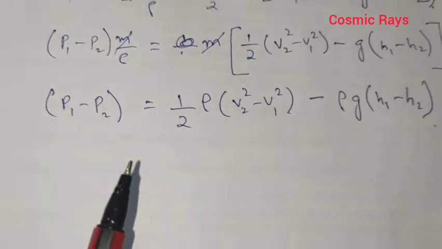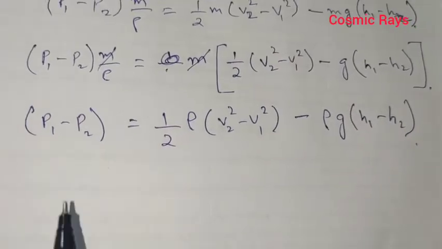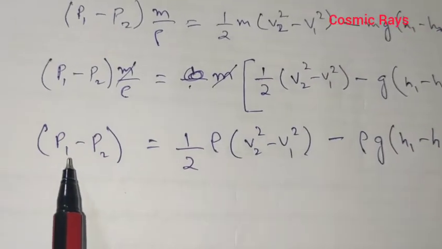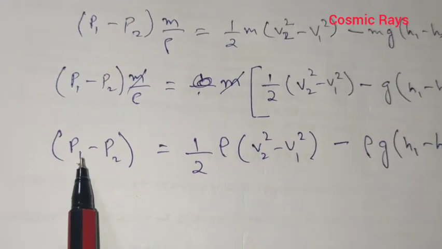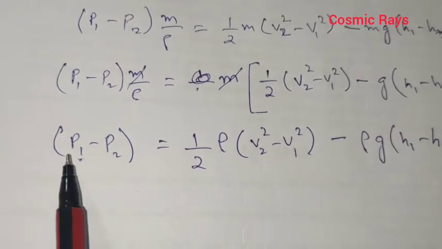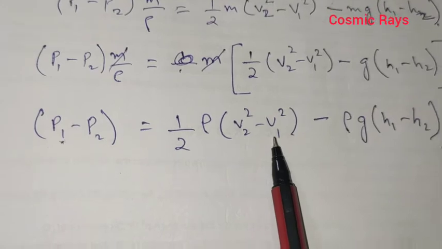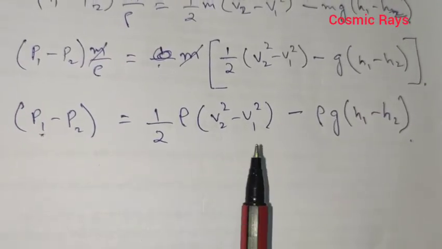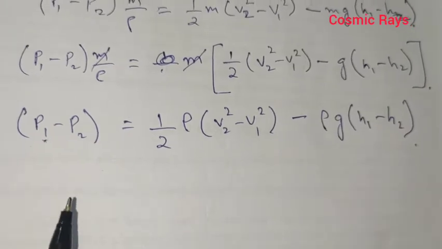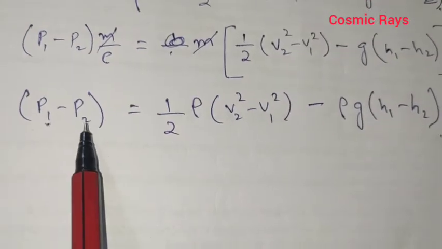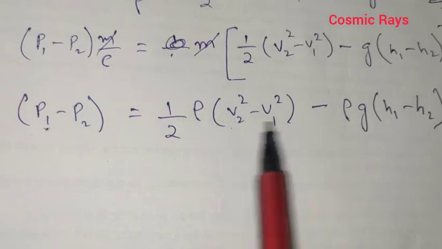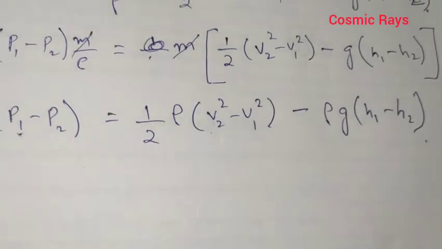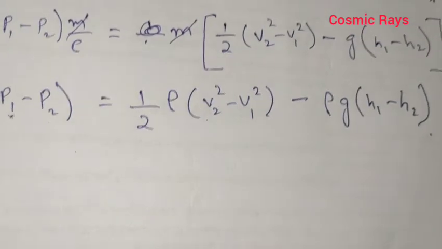What we see here is that we have two types of terms. One contains the subscript 1, that is P1, V1 and h1. They are all related to the terminal X. The terms containing the subscript 2, that is P2, V2 and h2, are all related to the terminal Y.